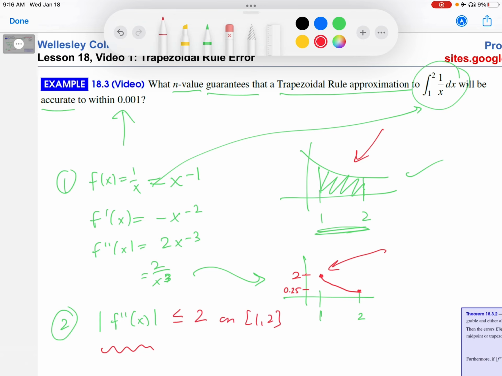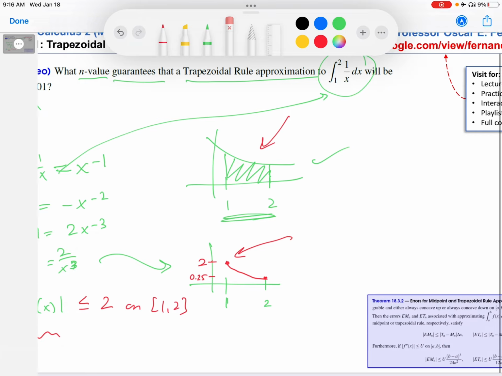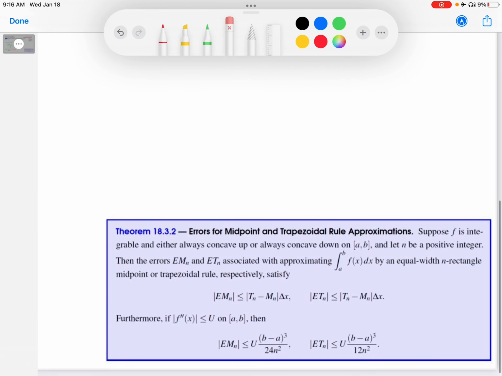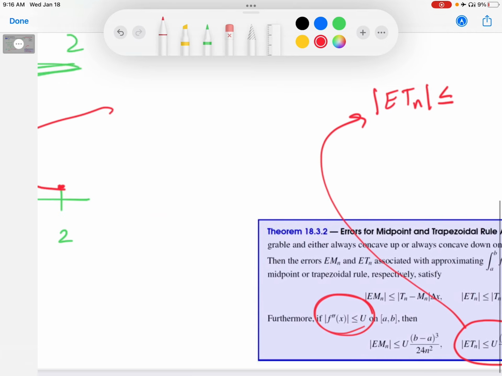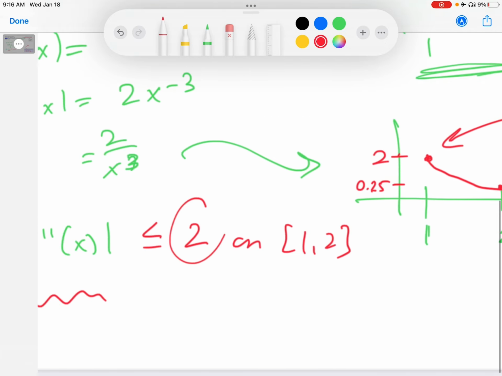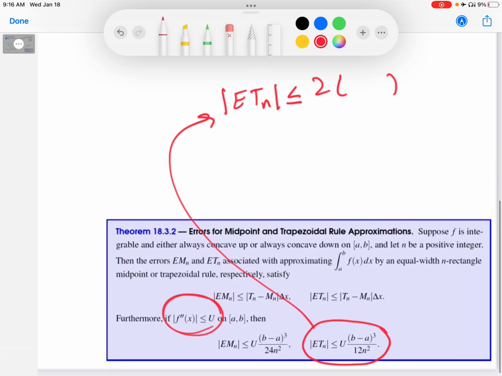Okay, so now we have all the information we need to actually apply the theorem we talked about over here. So now let's go back and see what it tells us. If I focus on this part, it tells us that the absolute value of the error in the trapezoidal rule using n trapezoids is at most, u was the bound on f double prime. Scroll back over here, that bound was 2. So it is at most 2 times (b minus a) cubed over 12n squared.